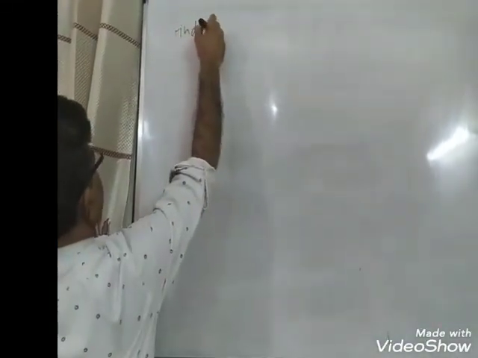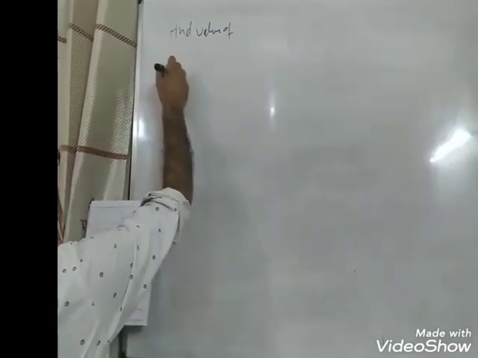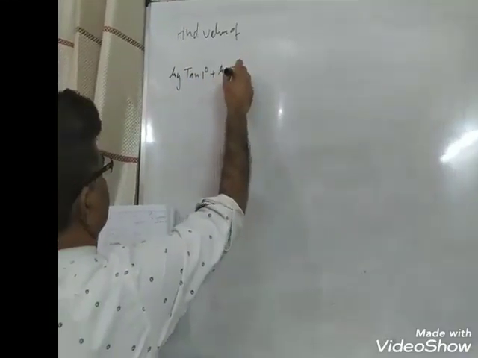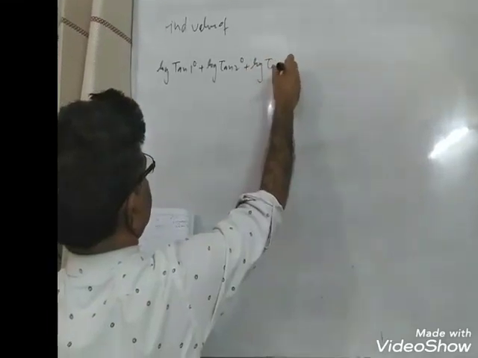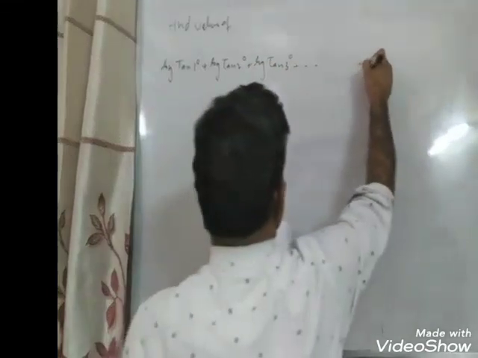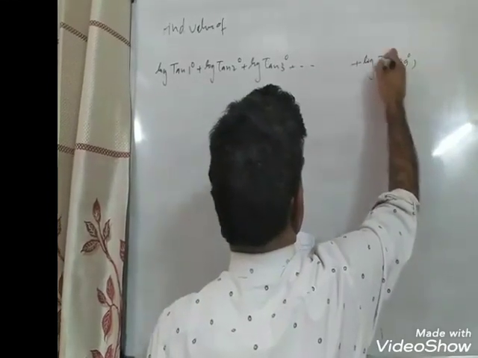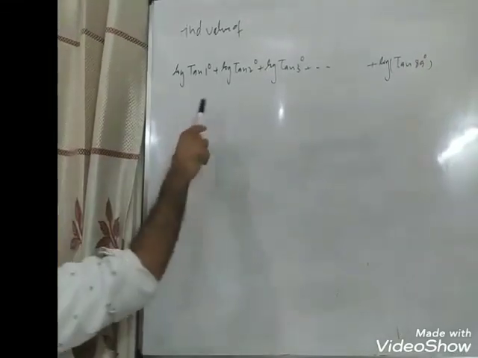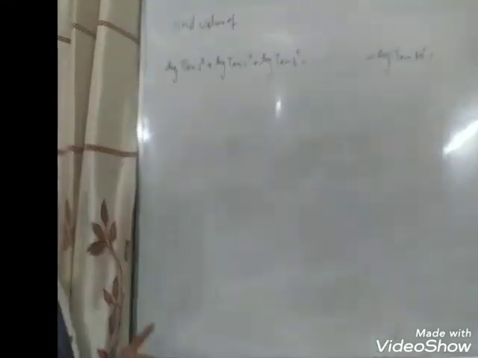Find the value of log tan 1 degree plus log tan 2 degree plus log tan 3 degree, likewise up to log tan 89 degree. So you can see that log tan 1 degree plus log tan 2 degree plus log tan 3 degree is going up to log tan 89 degree.